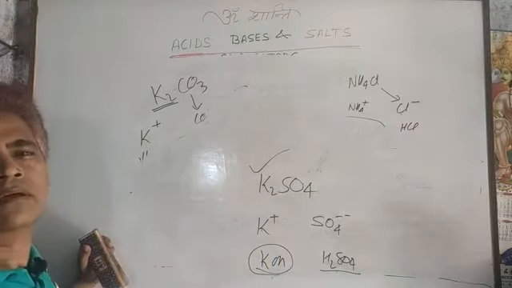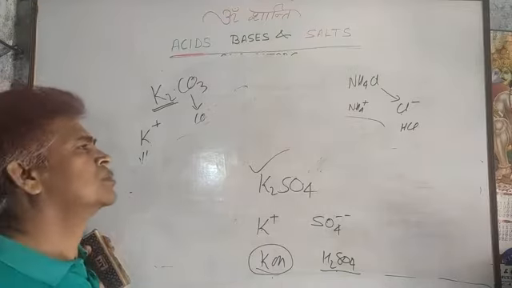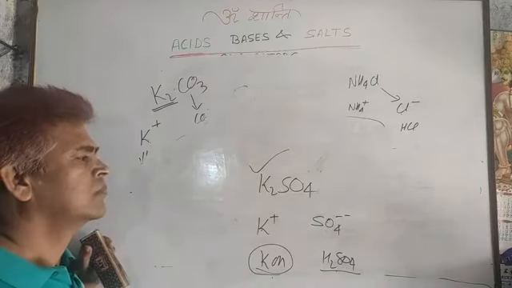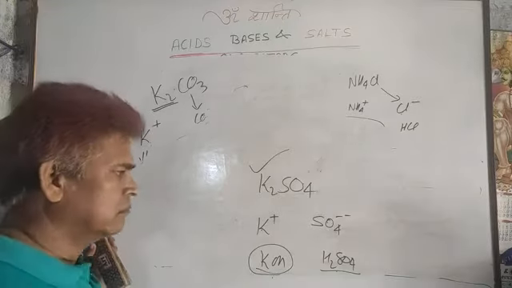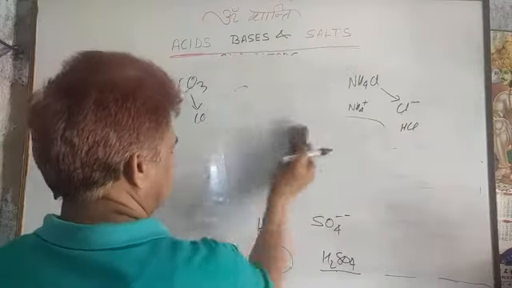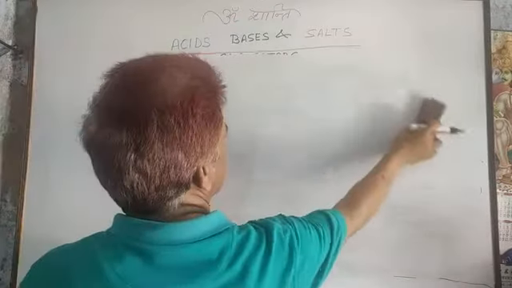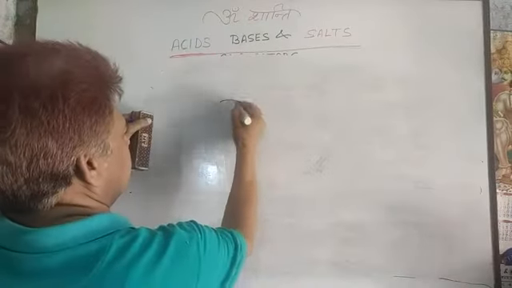So, I think all of you understood the types of salt, and in addition you can write an example. One example is the double salt.